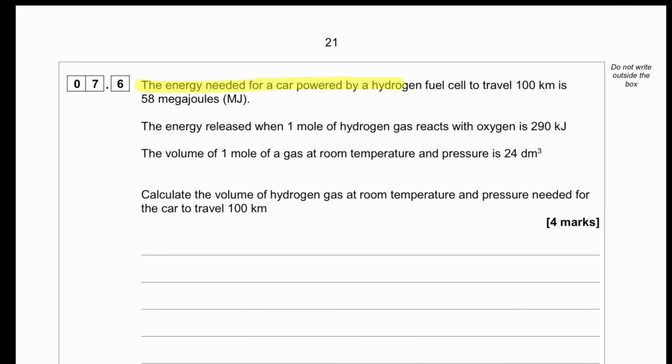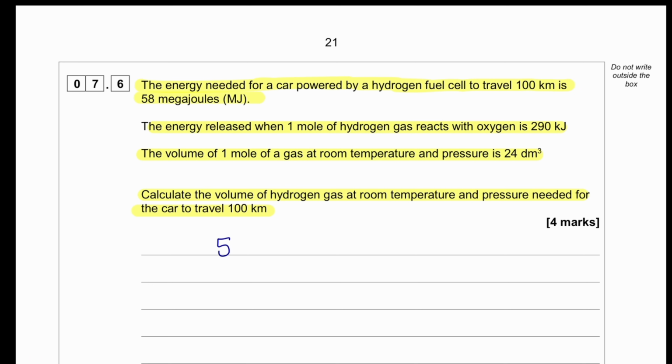The energy needed for a car powered by a hydrogen fuel cell to travel 100 km is 58 megajoules. The energy released when 1 mole of hydrogen gas reacts with oxygen is 290 kilojoules. The volume of 1 mole of a gas at room temperature and pressure is 24 dm3. Calculate the volume of hydrogen gas at room temperature and pressure needed for the car to travel 100 km.